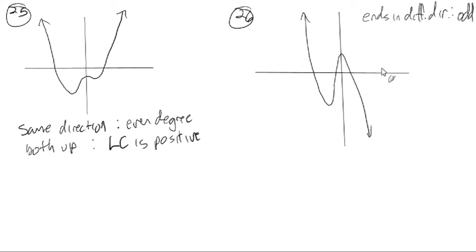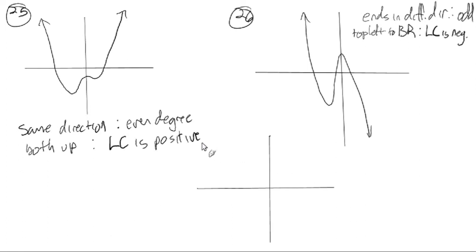Next, we want to talk about the leading coefficient. Since it goes from top left to, I'm just going to abbreviate this, bottom right. Top left to bottom right. Starts up here, goes down here. We know the leading coefficient is negative. Okay? So here's the rule of thumb. Actually, I'm going to draw a box around this whole thing here.